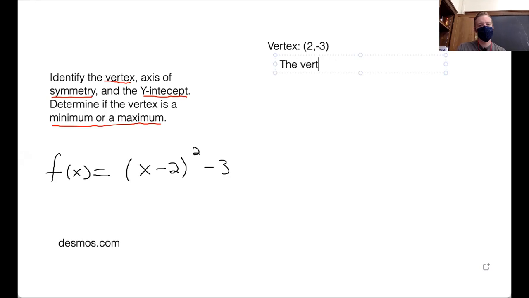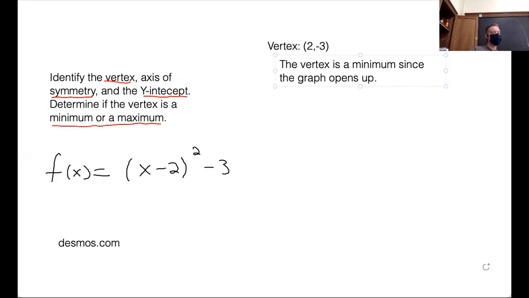The vertex is a minimum since the graph opens up. And I would appreciate that explanation there as to why it's a minimum, because I think writing that out is going to help you understand that connection.